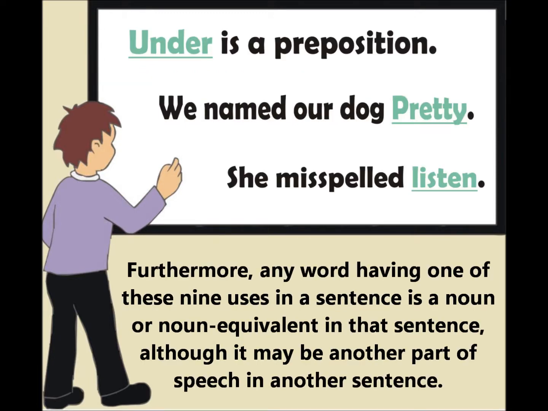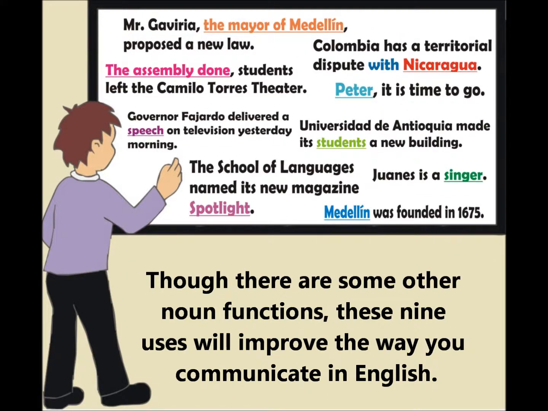Furthermore, any word having one of these 9 uses in a sentence is a noun or a noun equivalent in that sentence, although it may be another part of speech in another sentence. Though there are some other noun functions, these 9 uses will improve the way you communicate in English.